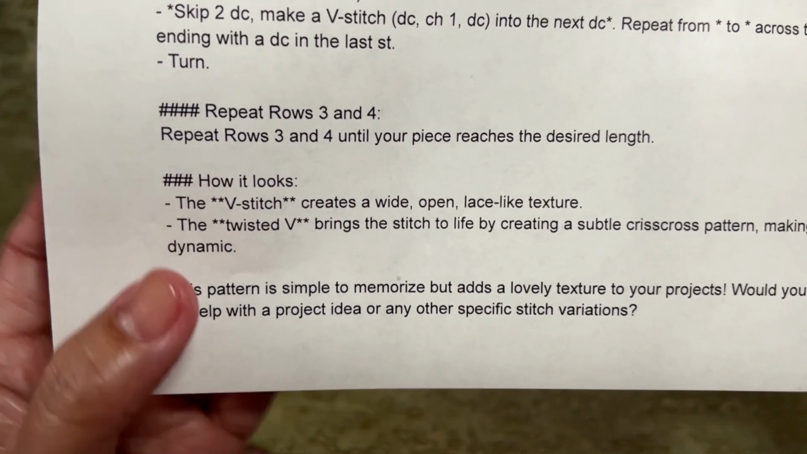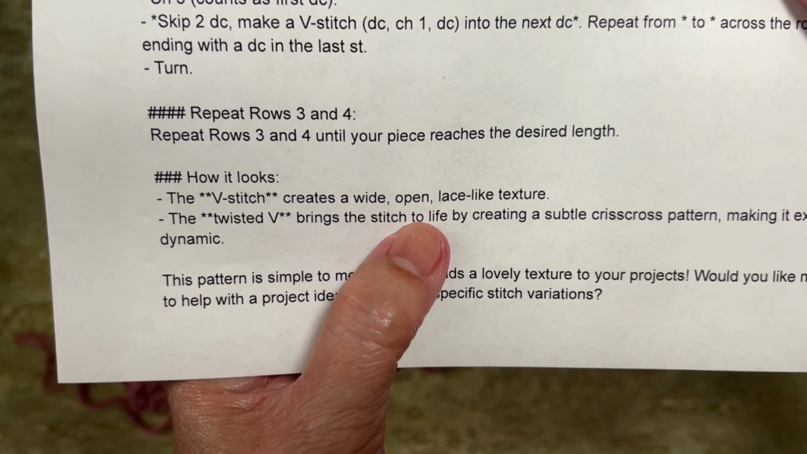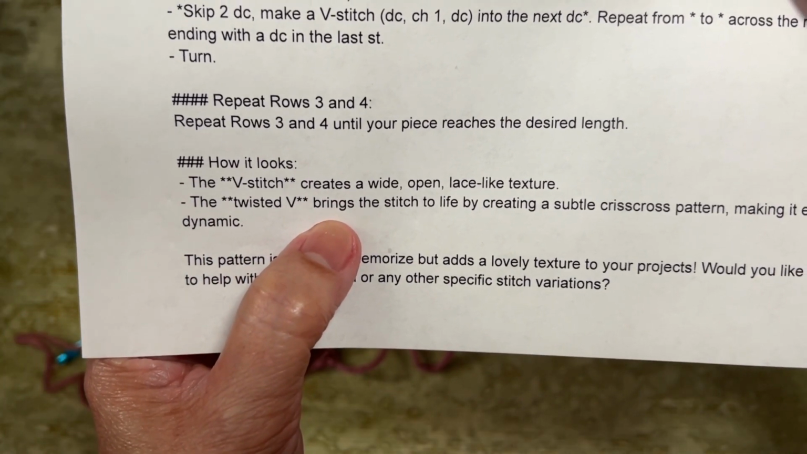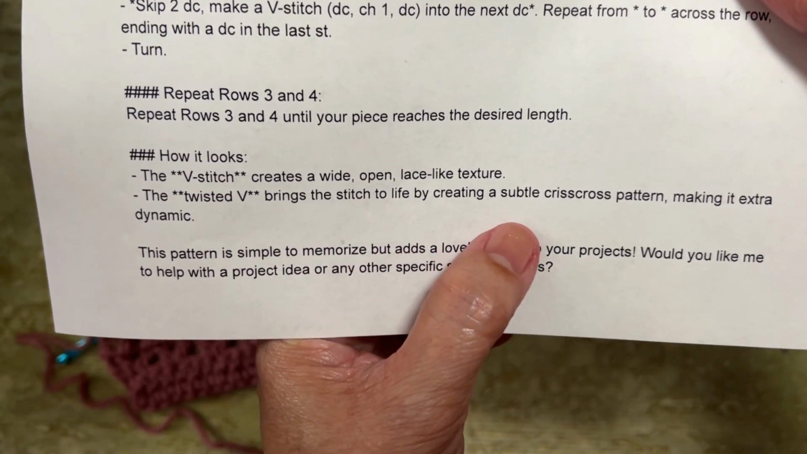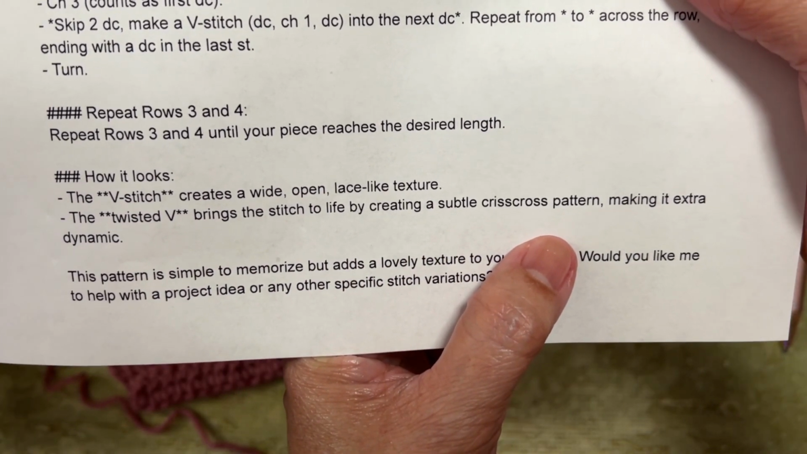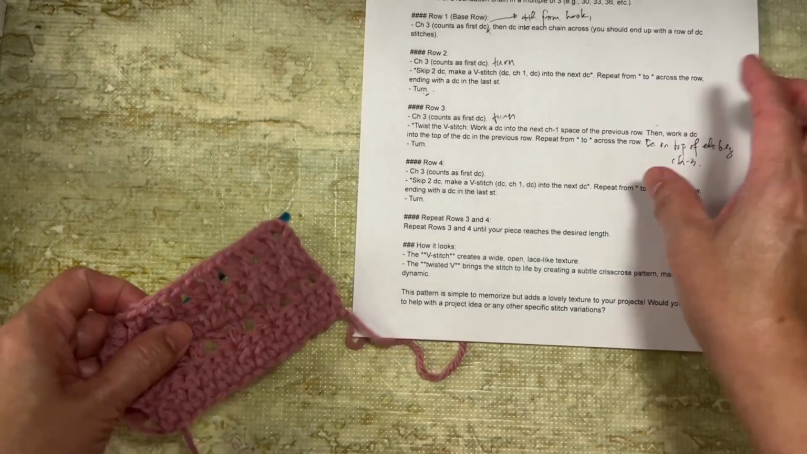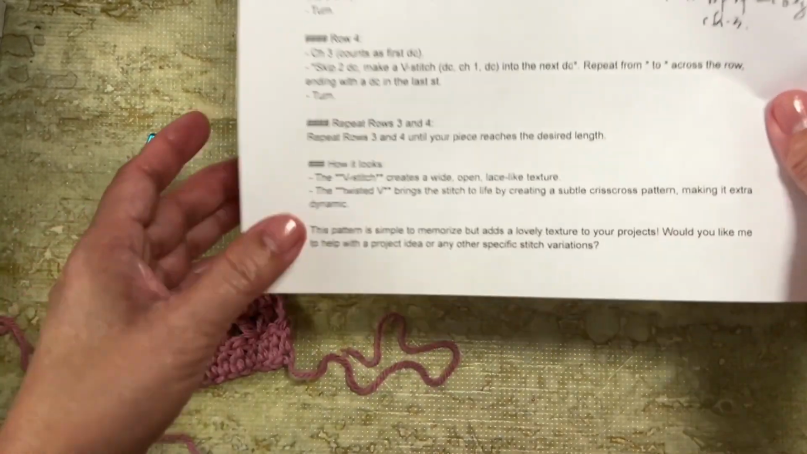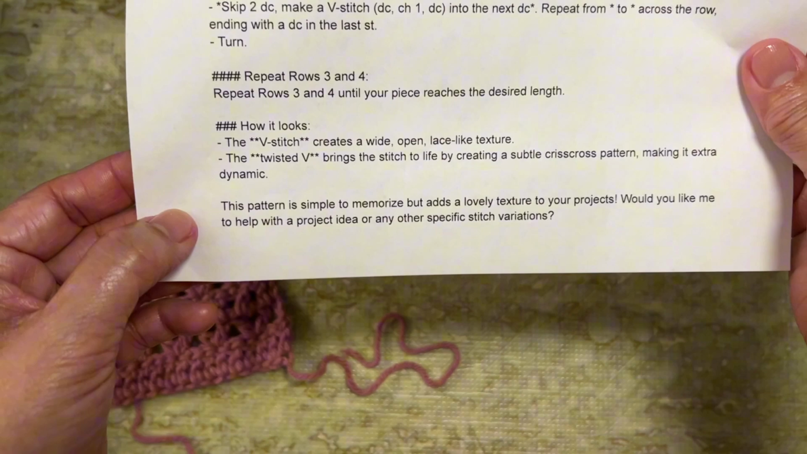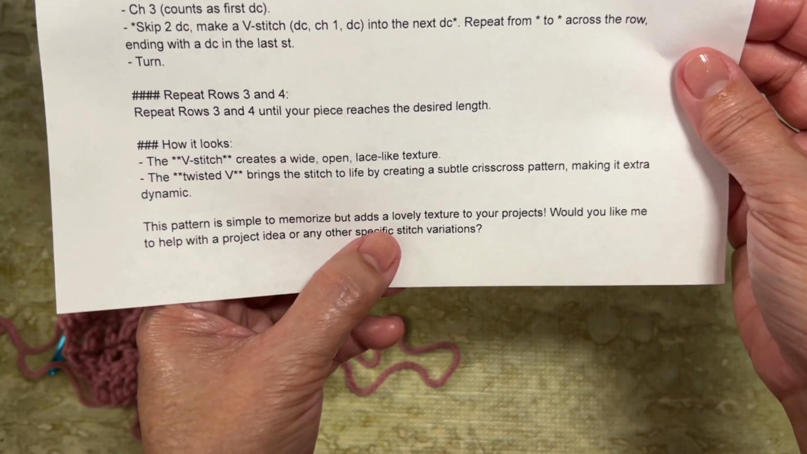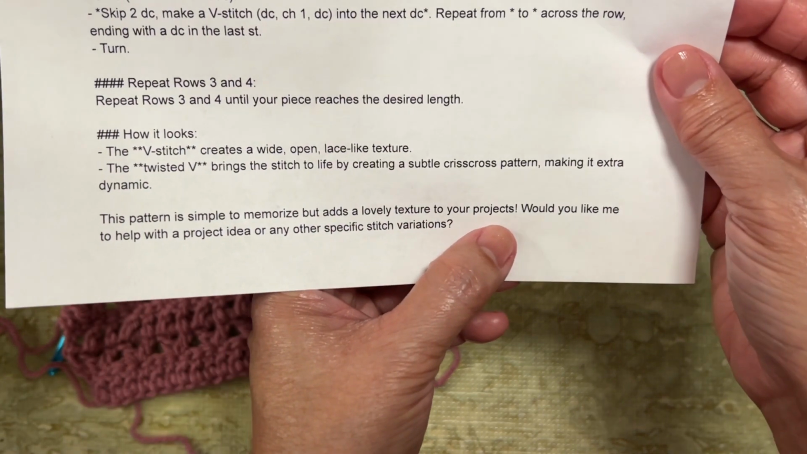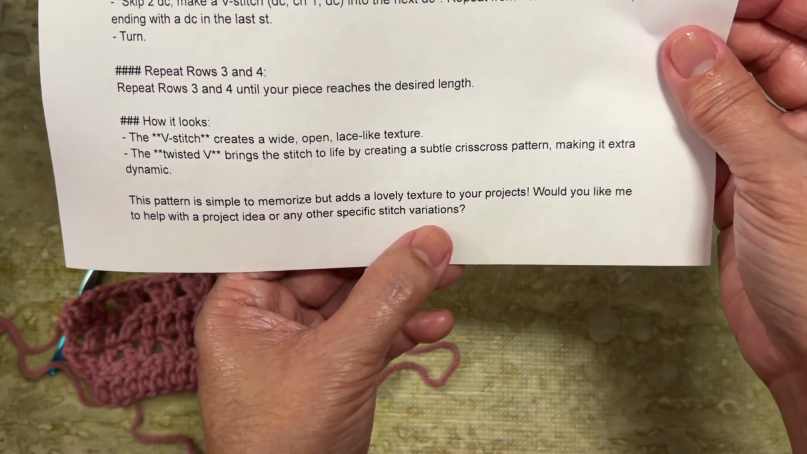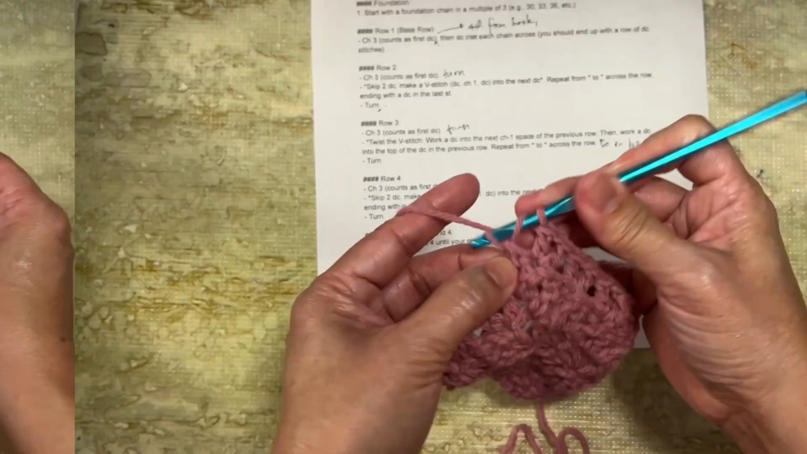How it works, the V-stitch creates a wide open lace-like texture, okay? The twisted V-stitch brings the stitch to life by creating a subtle crisscross pattern. Yeah, so it is a crisscross. This one. Making it extra dynamic. This pattern is simple to memorize but adds a lovely texture to your projects. Would you like me to help with a project idea or any specific stitch variations?